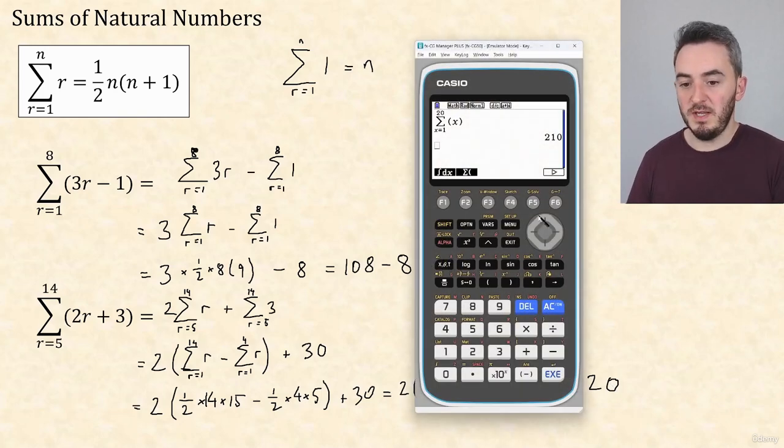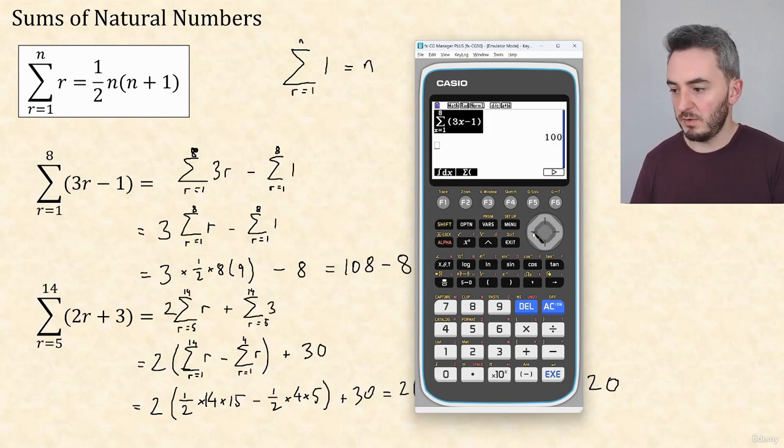And again, we can check all of these very easily on the calculator. So this first one here was the sum of, well, it was 3x. We just do an x's, remember, 3x minus 1 from r equals 1 up to 8. And let's check we get 100. Yes, we do. And this one down here, the sum from r equals 1, let's just change the limits first, from r equals 5 to 14. And then the formula here was 2r, or 2x, plus 3.